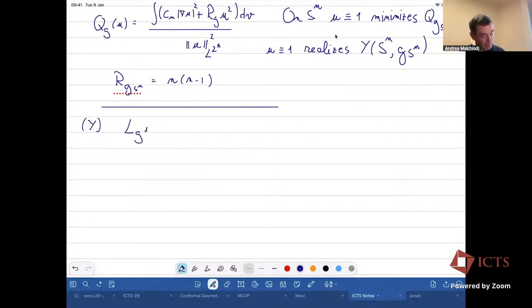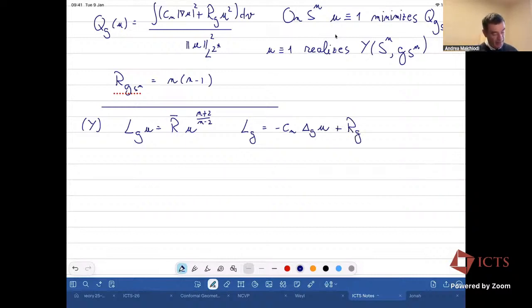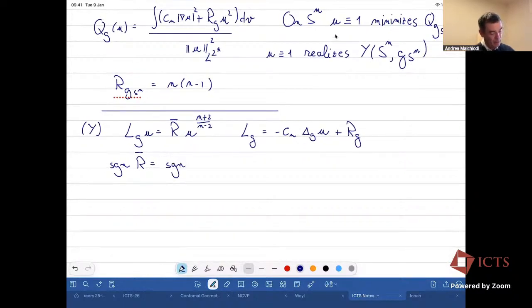Lg of u equals r bar u to the power (n+2)/(n-2). So Lg was the conformal Laplacian, minus c_n Laplacian of u on the manifold plus Rg u. And we saw, this is what we proved yesterday, that the sign of the constant r bar must coincide with the sign of lambda 1, the first eigenvalue of Lg.